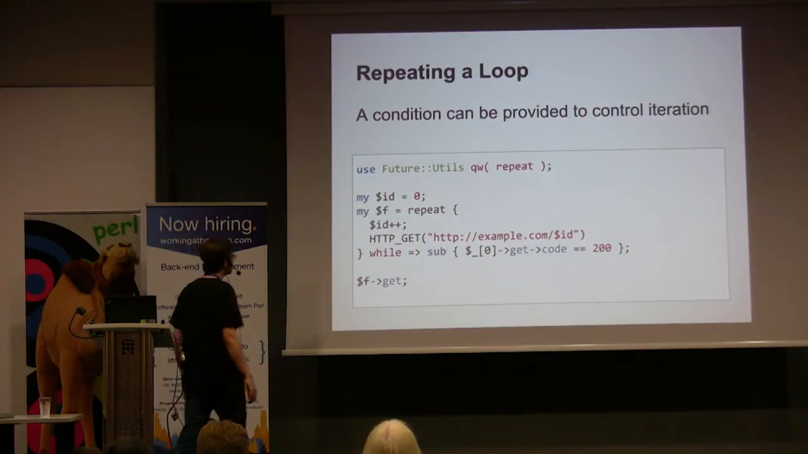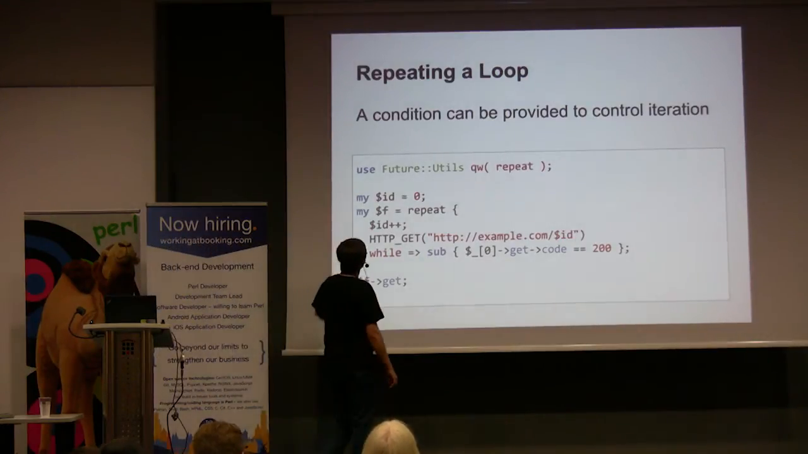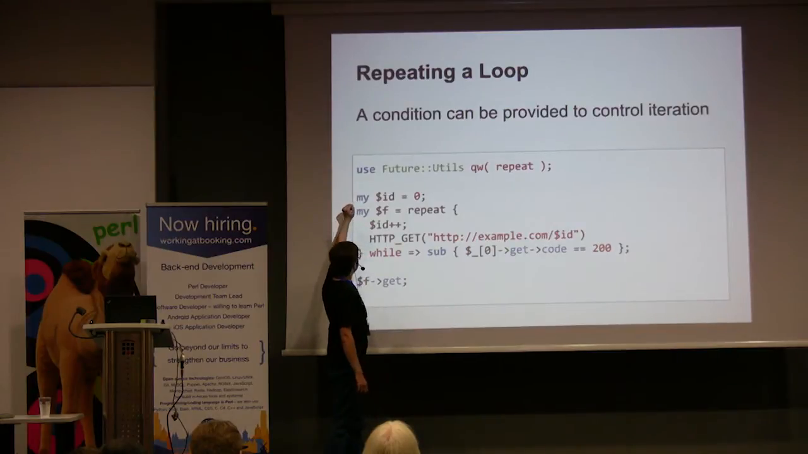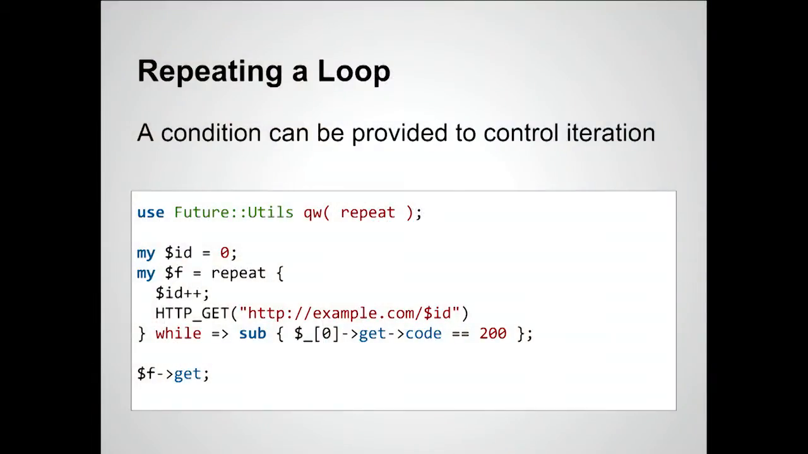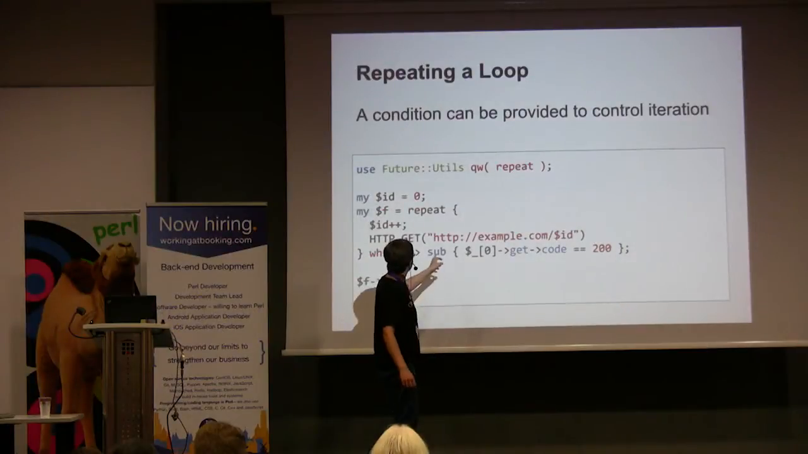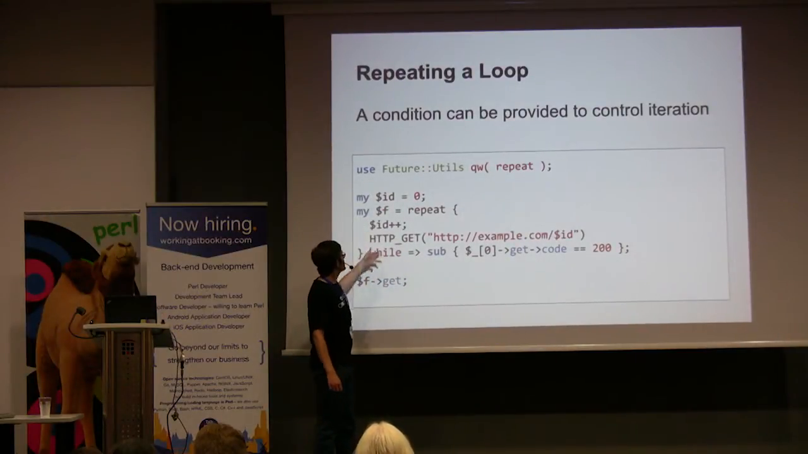So here's our little example. We're going to start at zero, and we're going to increment the ID. We're going to try and get this page. And if it returns successfully, because it's returned 200, that should probably be a regex test or something, because it might return 201 or something. Never mind. Succeeds. Oh, it succeeded. Let's go round again. Let's keep going round until it fails.